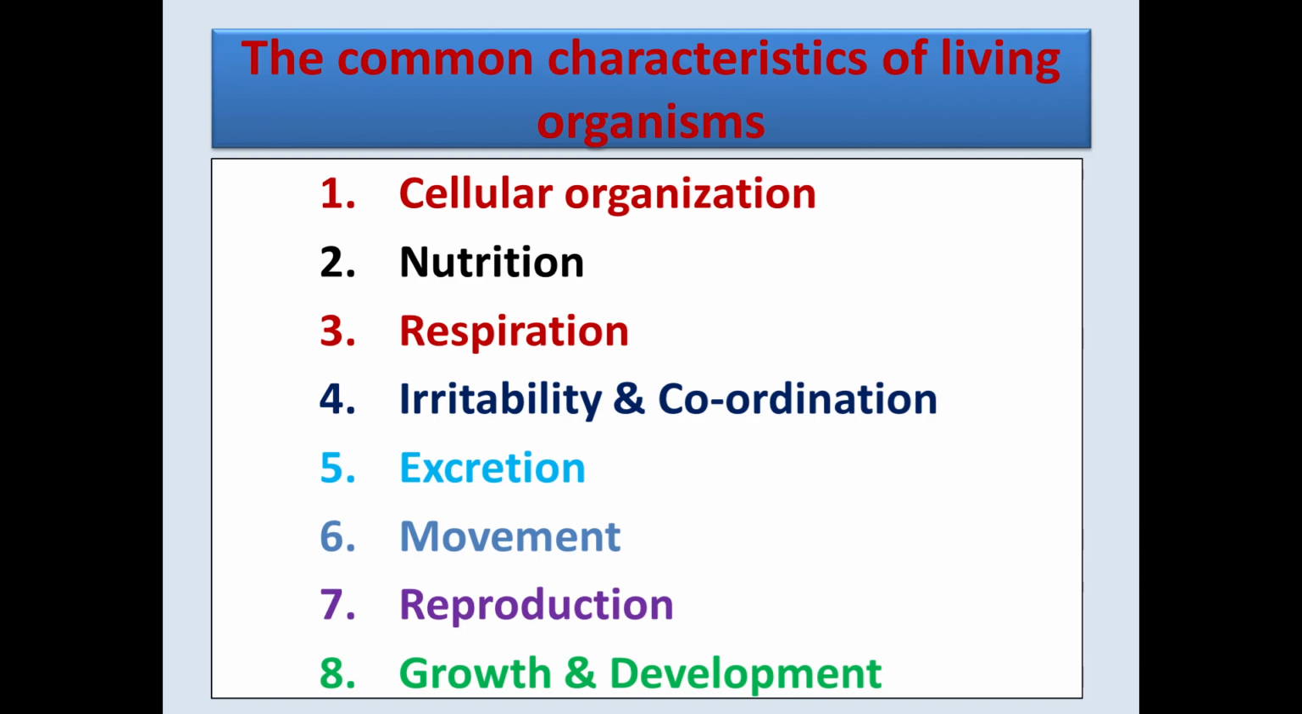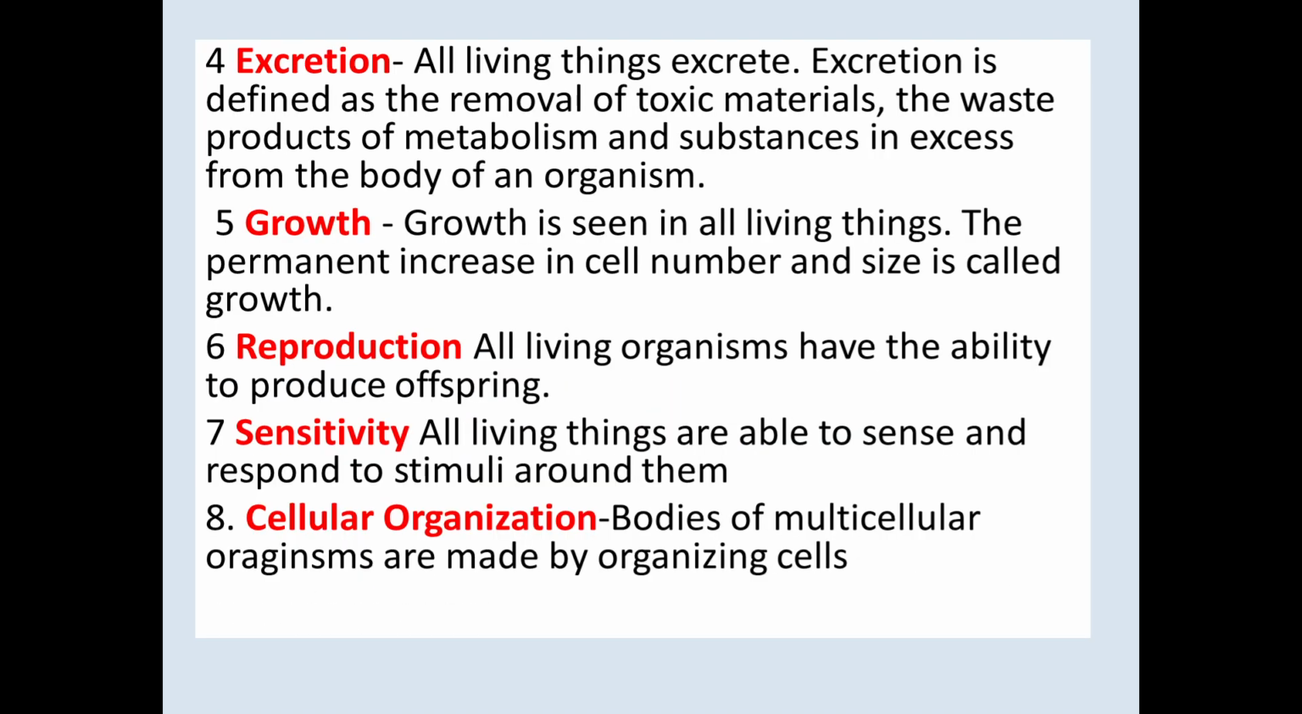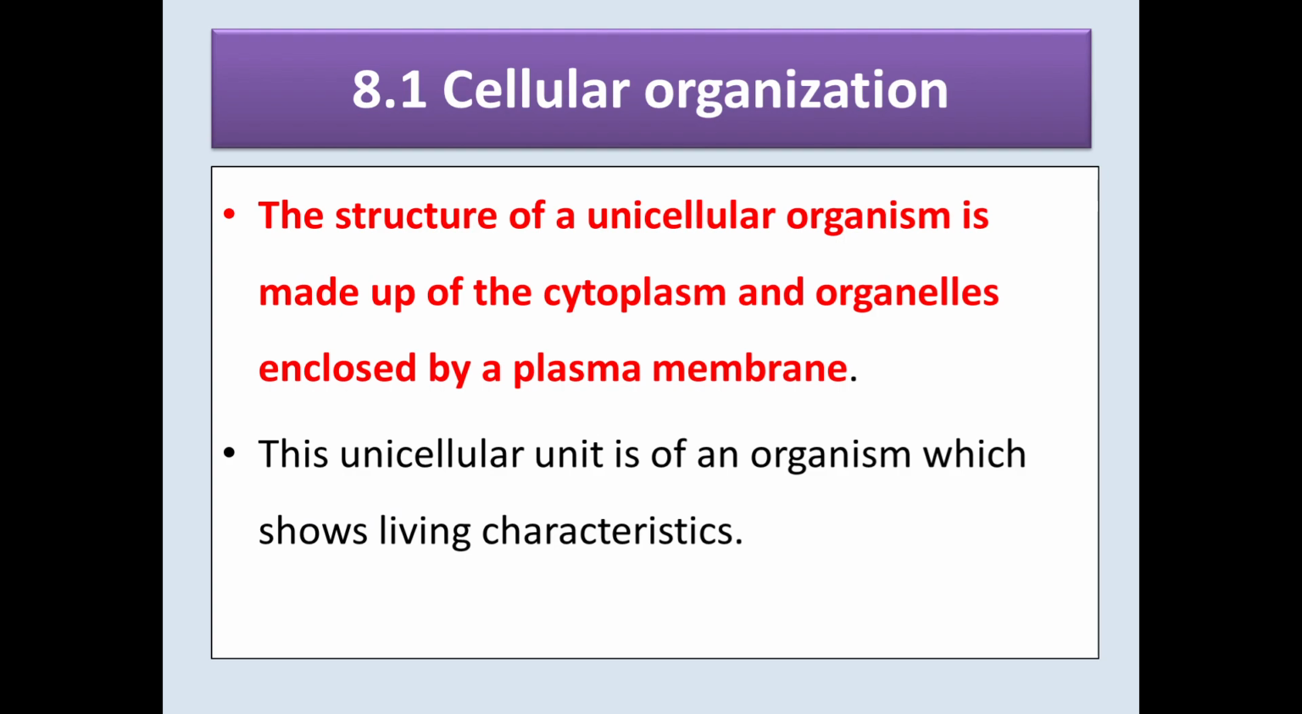At first, you are learning about cellular organization. It is one of the important characteristics of living organisms. You know, there are two categories of organisms as unicellular organisms and multicellular organisms. If you think of the unicellular organisms, their bodies are made up of only one cell. The cell contains a number of cellular organelles enclosed by a plasma membrane, and inner to that it has cytoplasm and organelles.